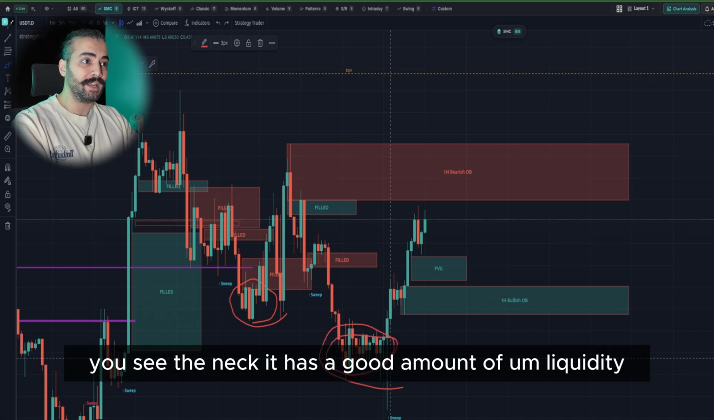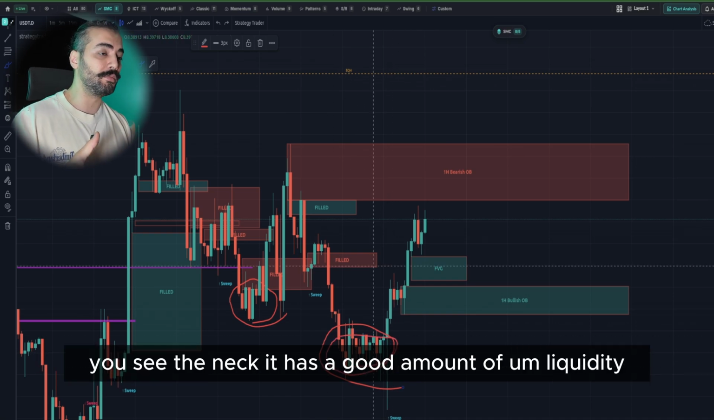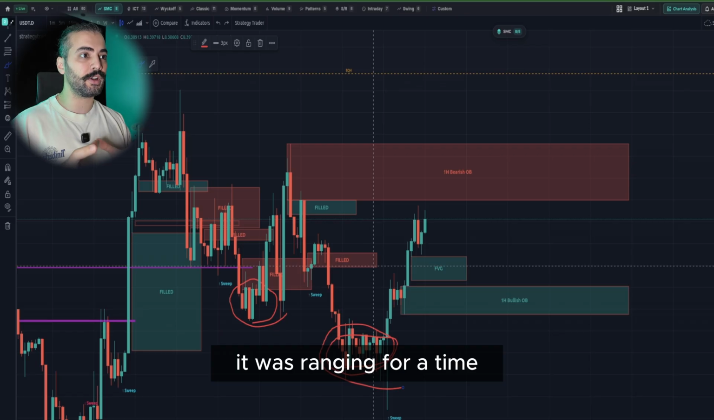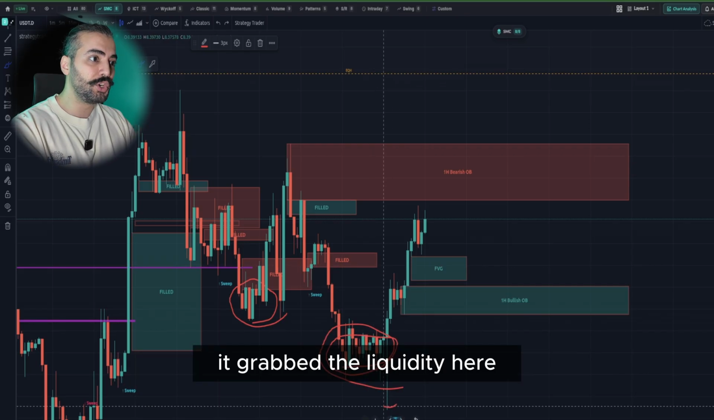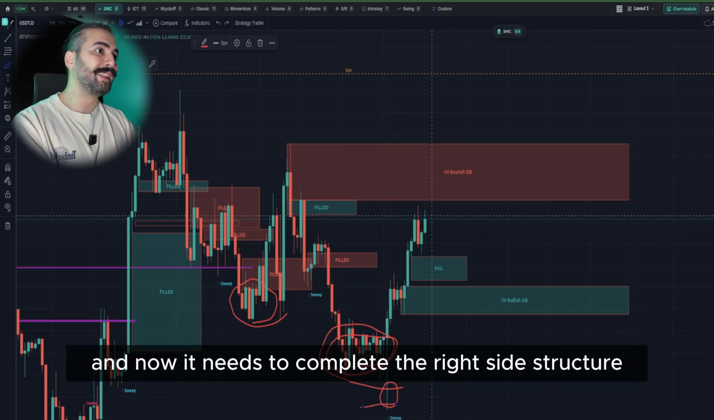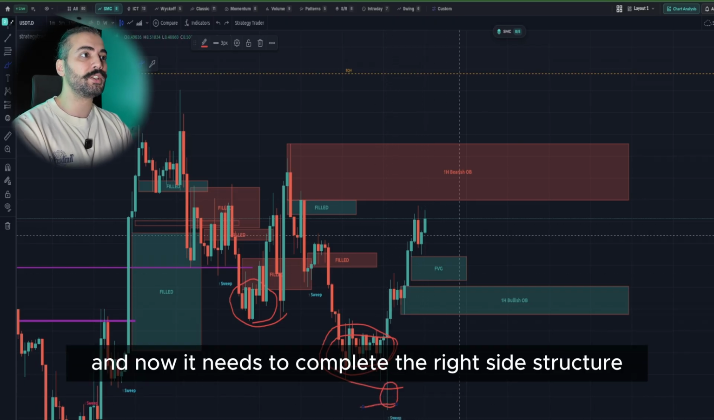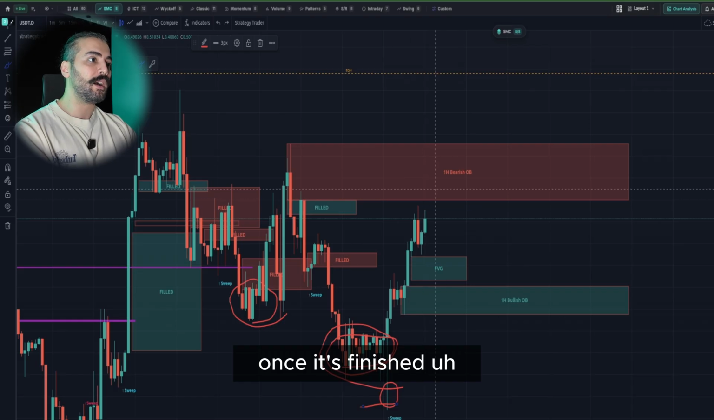You see the neck, it has a good amount of liquidity. It was ranging for a time, and let's call it accumulation at this point. It grabbed the liquidity here, and now it needs to complete the right side structure.